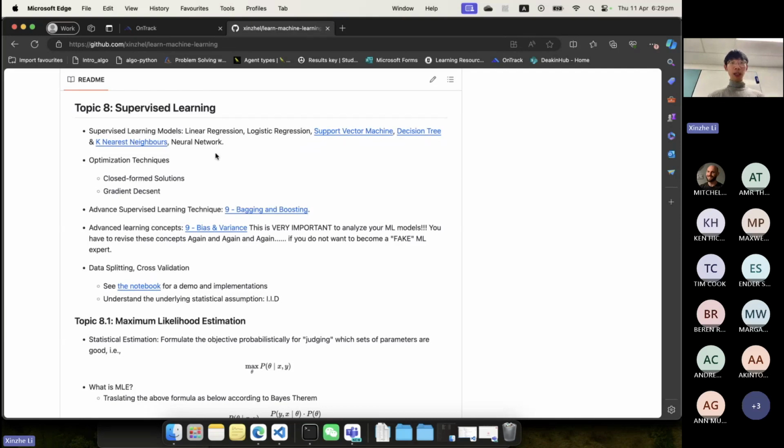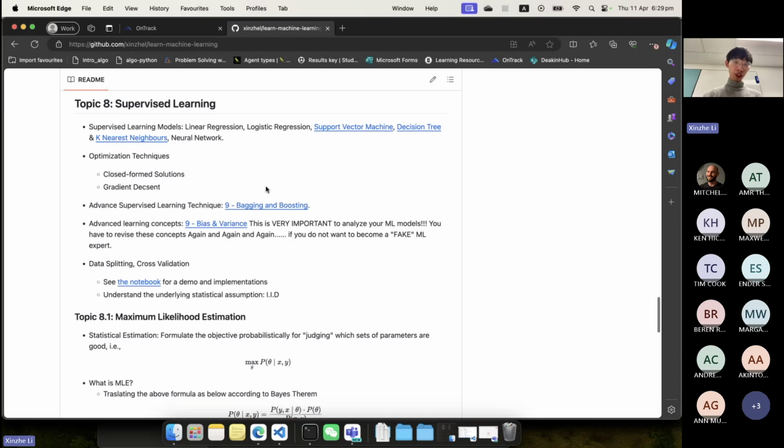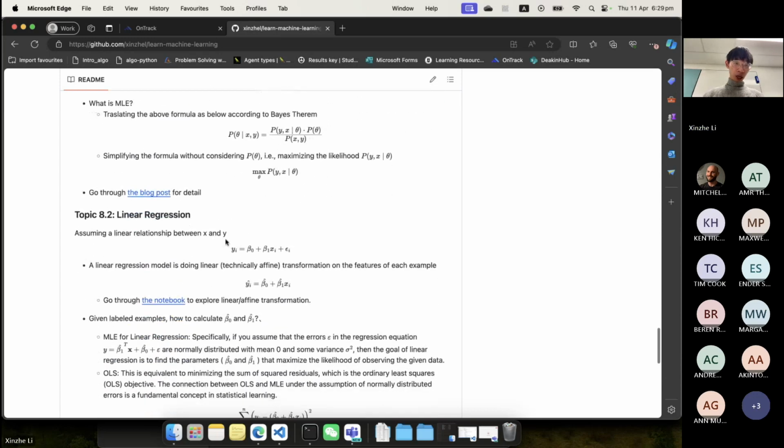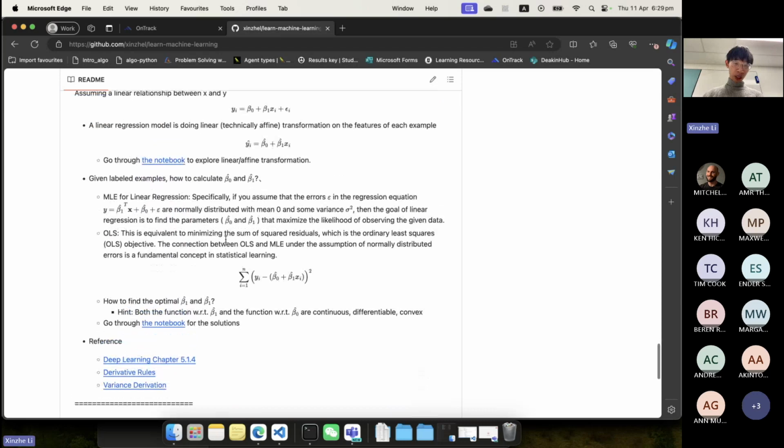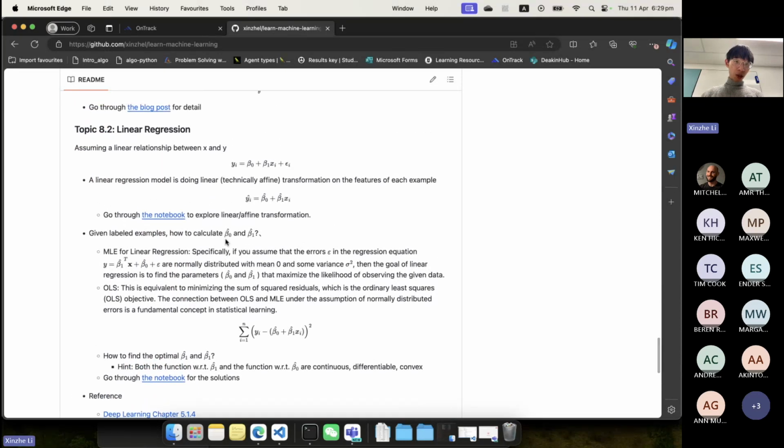So supervised learning, we have regression and we have classification. In the previous workshop, I already talked about what regression and classification are. The difference is only about the output variable. For regression, the output variable is a continuous variable. For classification, the output variable is a category variable.